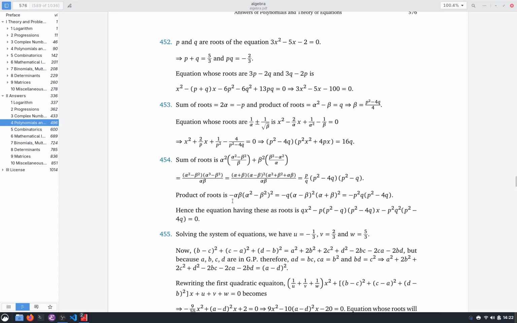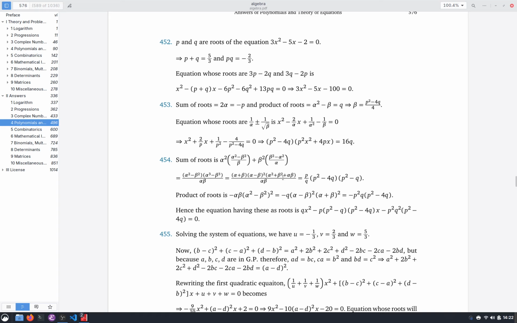Now if you take the product of the roots, if you take these two multiplied, then alpha will cancel here and one beta will cancel here. You get minus alpha beta into (alpha square minus beta square) whole square. The product of roots is minus alpha beta into (alpha square minus beta square) whole square. Now you split this into two parts, (alpha minus beta) whole square and (alpha plus beta) whole square. So you get minus p square q into (p square minus 4q).